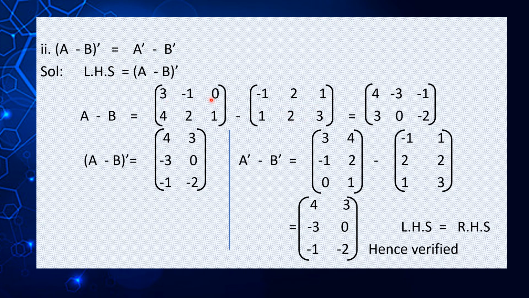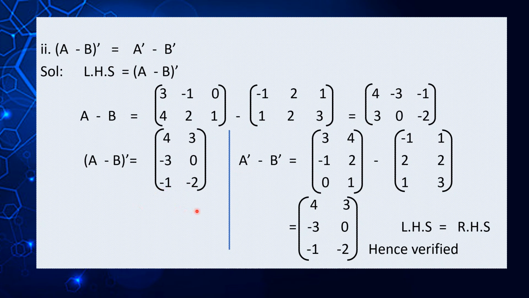That would be 3 minus 1 would be 4, minus 1 minus 2 would be minus 3, 0 minus 1 would be minus 1, 4 minus 1 would be 3, and 2 minus 2 would be 0, 1 minus 3 would be minus 2. So this is the A minus B matrix. So we will take the A minus B the whole transpose now. That would be 4, 3, minus 3, 0, minus 1, minus 2.